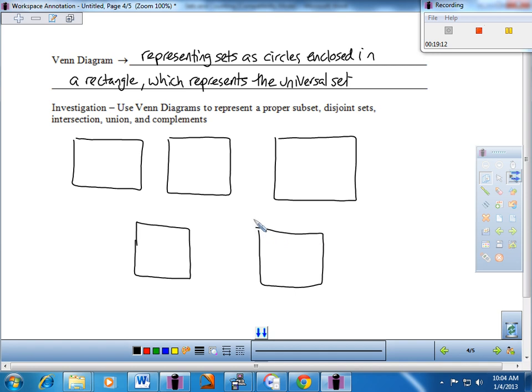All right, and then let's see, this will be the proper subset. Just want to label these appropriately for you. So a proper subset, disjoint set, the intersection of two sets, and then the union of two sets, and complements.